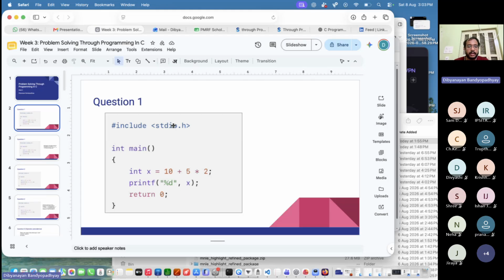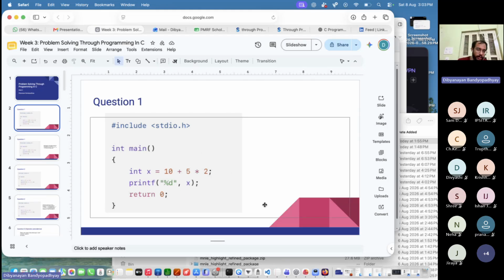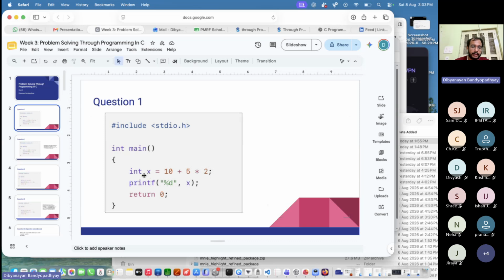So this is the first problem, and you have defined this x as a variable, and this is what you are printing. So my question is, what will get printed in the terminal? Can anybody answer?